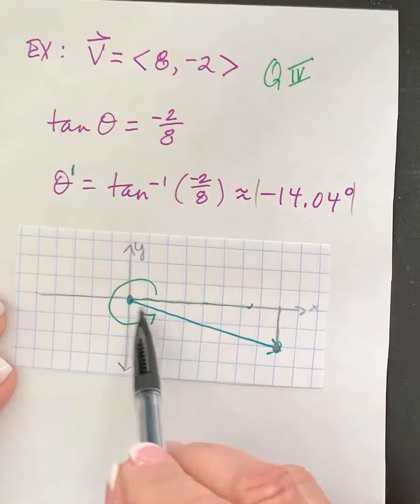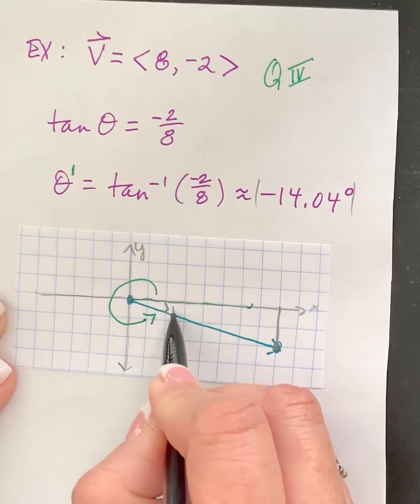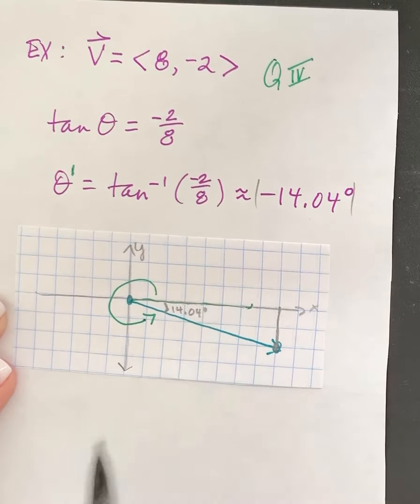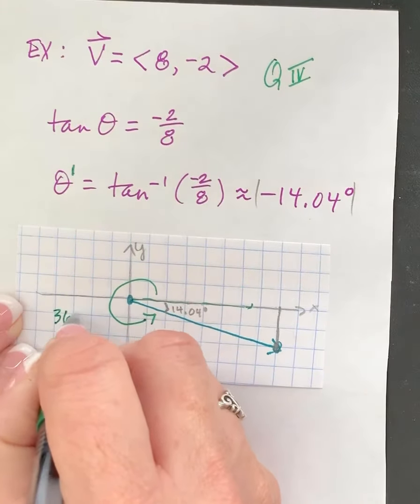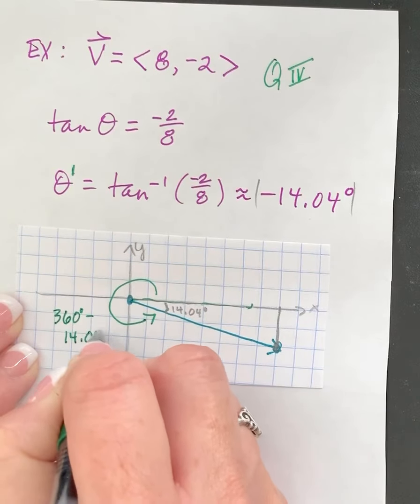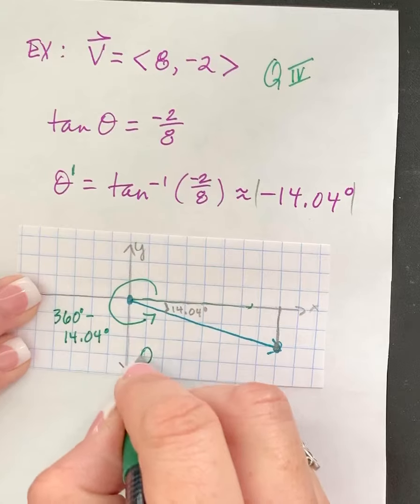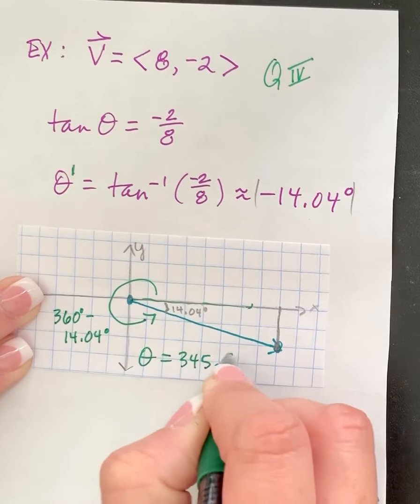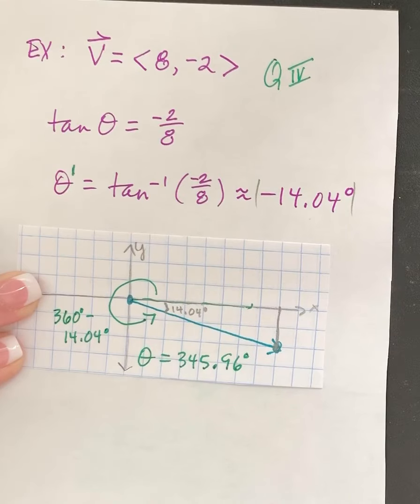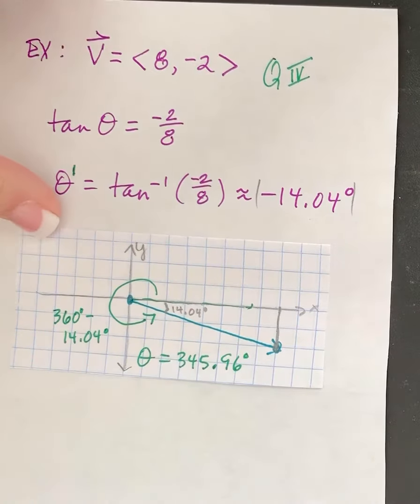So if I draw in the reference triangle, right here, this is 14.04, and then I can find the direction angle by doing 360 minus 14.04 degrees. And that will be 345.96 degrees. So always make sure that the quadrant makes sense. All right, one last type of problem that they'll ask you to do.